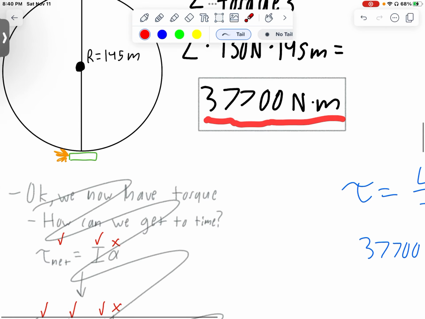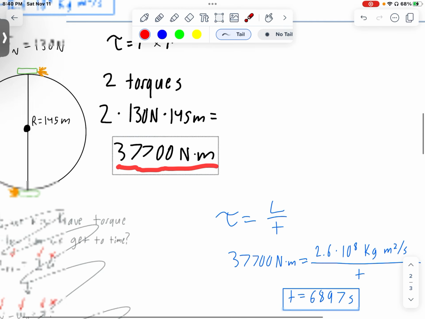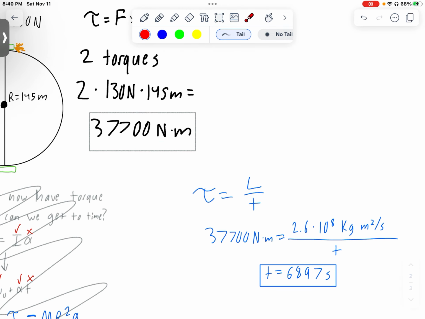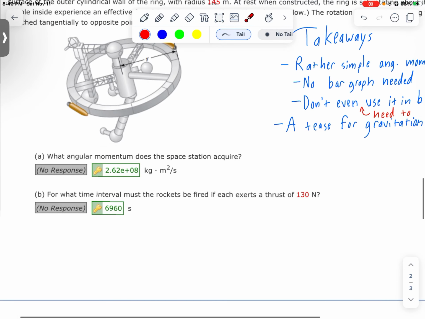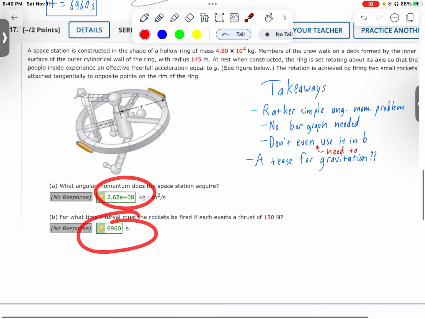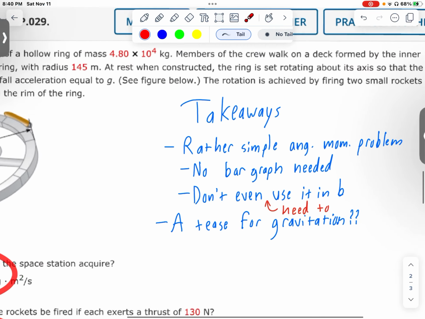We get 37,700 newton meters. And from there, torque equals angular momentum over time. Plug in two values, solve for t, and get 6,897 seconds. Then we plug the first answer into the website, all good, second answer into the website, all good. And here are my takeaways.